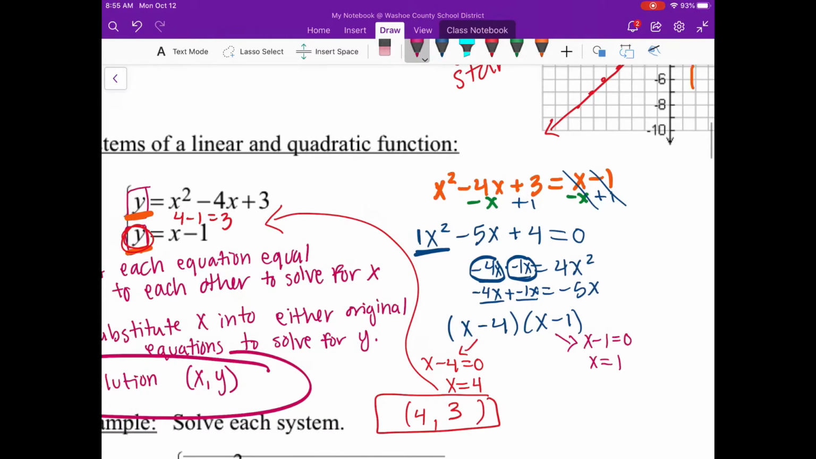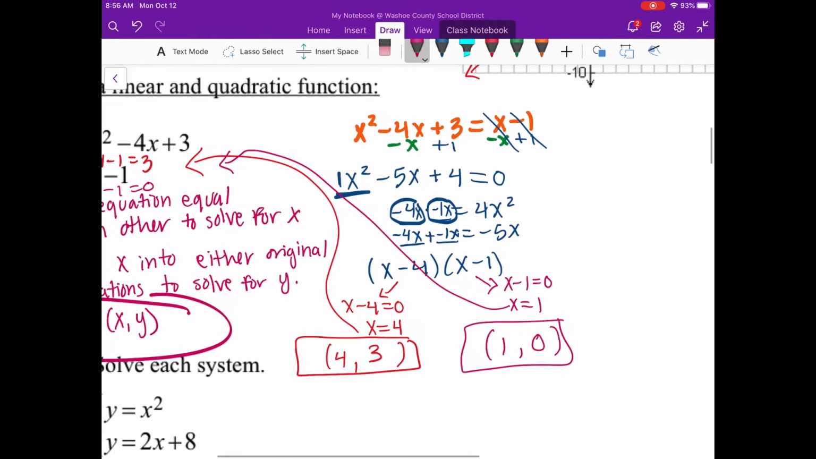My second solution is going to come from x equals 1. Again, it's going to be a coordinate point of 1 comma something. I'm going to substitute into the same equation. So I'm doing 1 minus 1, which is 0. And that is my second solution. Thinking about what these solutions mean, they show where these two graphs would intersect. So this is going to have two solutions, two intersections, and these are both of the answers.